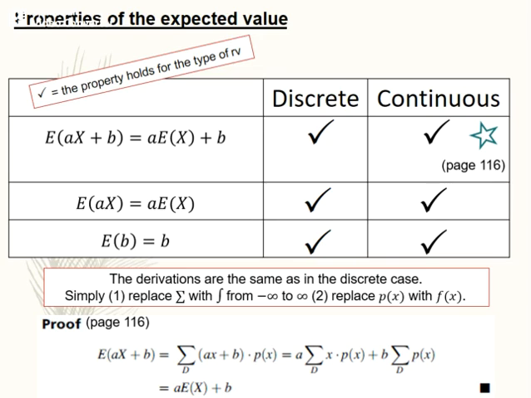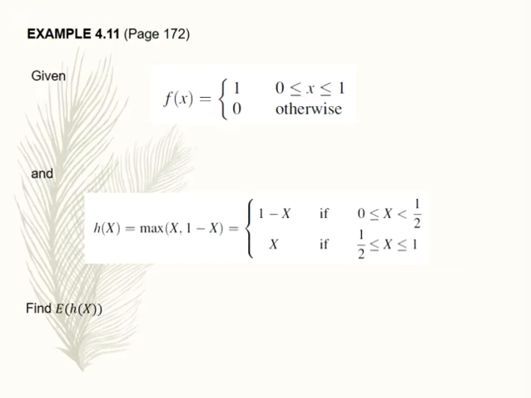So let's have a look at example 4.11 on page 172. And this is a very interesting one. It's also an expected value, but it's a little bit different, and it's something that you might see in a test or an exam. So consider this function. This is your probability density function.